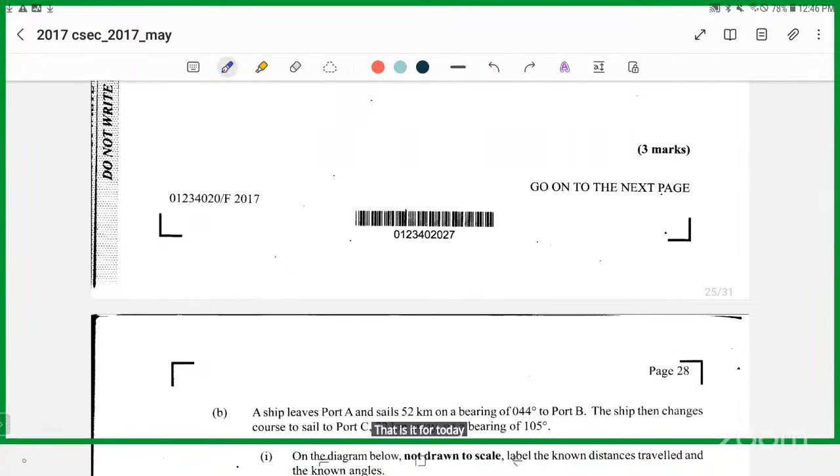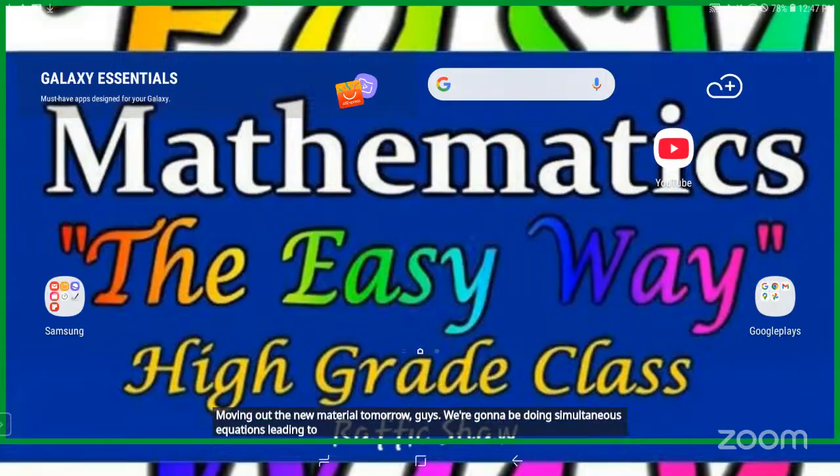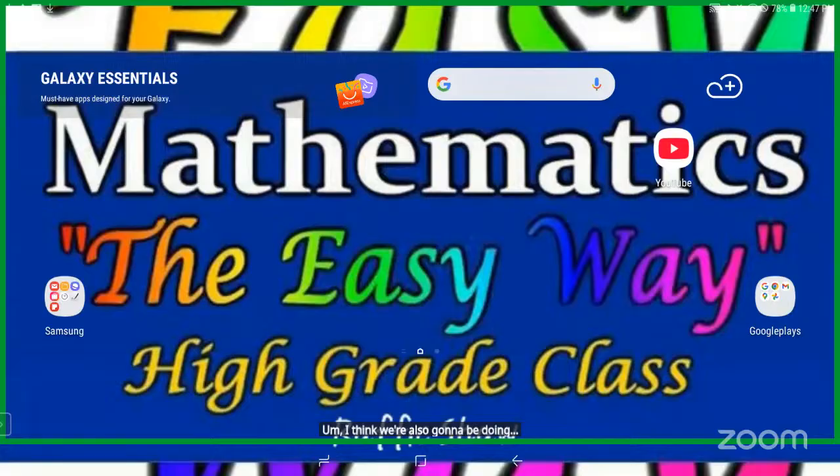Nice, quick session. All you need to do now is go back and redo the questions. If you did not do it, go and do it now. If you did it and you got something wrong, you go and do it over. Moving on to new material tomorrow, guys. We're going to be doing simultaneous equations leading to a quadratic equation. I think we're also going to be finding the roots from a quadratic equation, and using the roots to find a quadratic equation. I think that's what we're doing tomorrow.